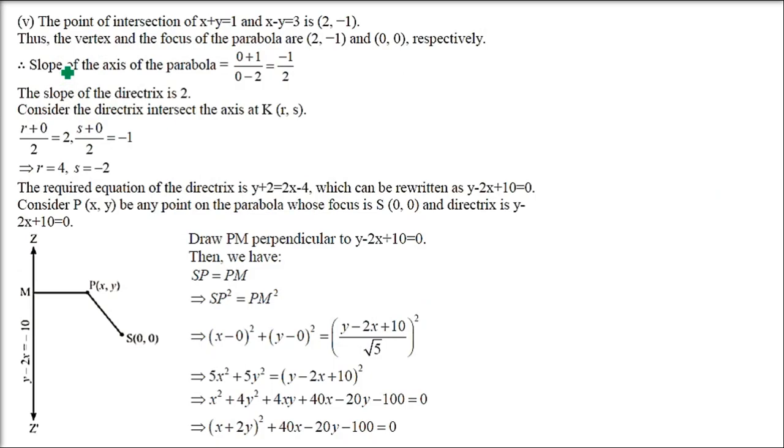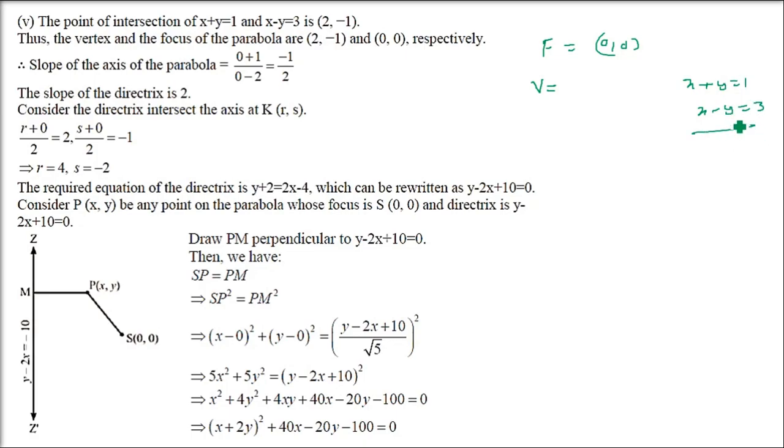And fifth question, just one thing we have to see here, other things remain the same. Focus is at 0, 0. Vertex is at the intersection of the lines x plus y equals 1 and x minus y equals 3. So you have the focus known, 0, 0. If we are able to find out the vertex, we can do it by the solution we have done in the previous questions. So we just have to find out the vertex. Vertex is the point of intersection of these two lines, x plus y equals 1 and x minus y equals 3.